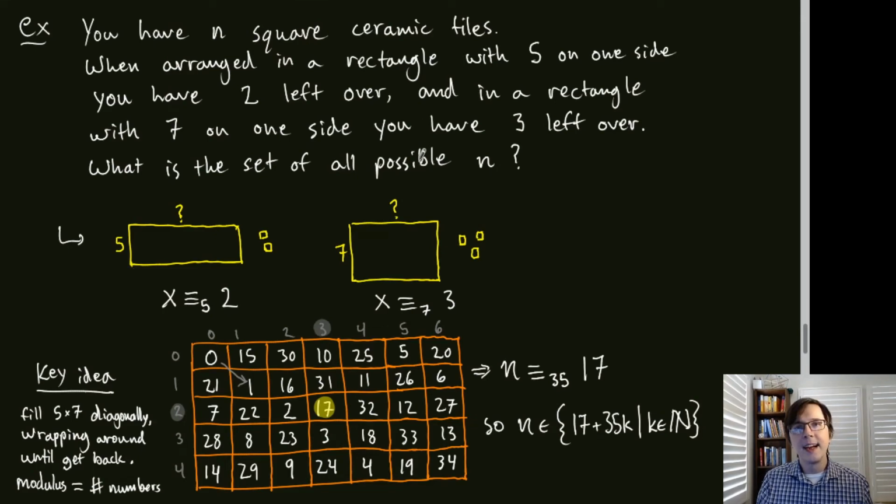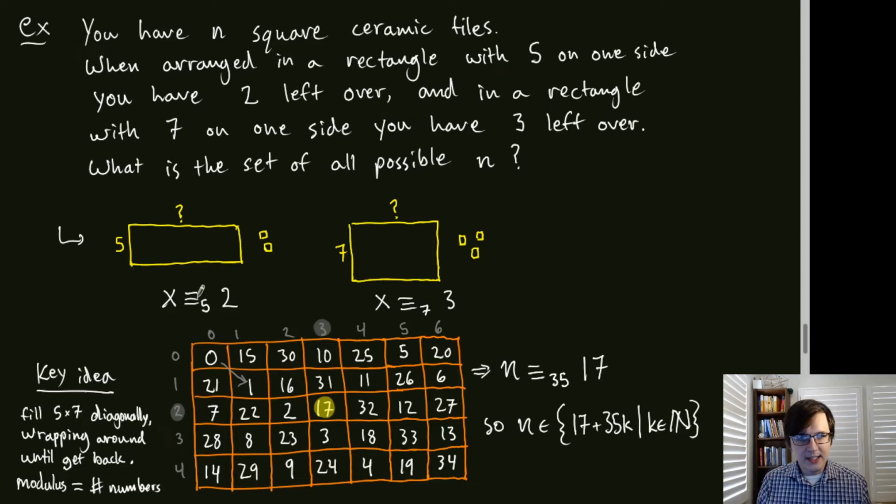Let's see how this works with an example. Let's say that we have n ceramic tiles, like bathroom tiles, and when they're arranged in a rectangle with 5 on one side, which is this yellow rectangle here, so 5 tiles on this side, and some number of tiles that we don't know on the other side, then we have 2 tiles left over. And when we make a rectangle with 7 on one side, some other unknown number on the other, then we have 3 tiles left over. So what is the set of possible numbers of tiles that we started with?